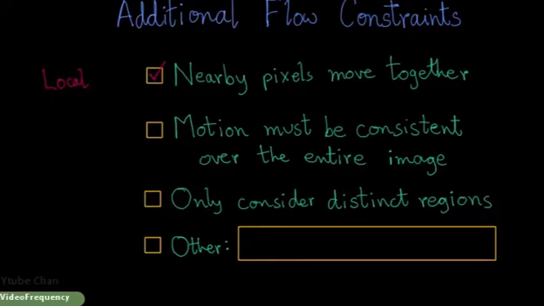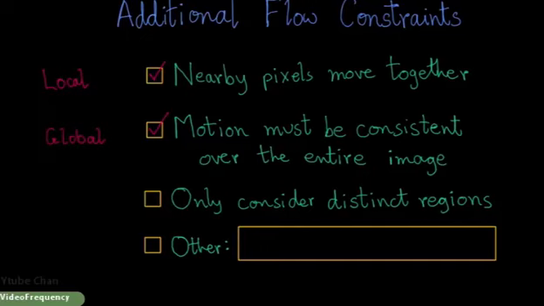Saying that motion must be consistent over an entire image is a pretty bold claim. But it is still fairly valid and useful, especially when used as a soft constraint. This means you're not saying that motion across the image has to be identical. It's just that solutions to the optical flow problem that generate consistent motion are preferable. As you might have guessed, this is a global constraint.